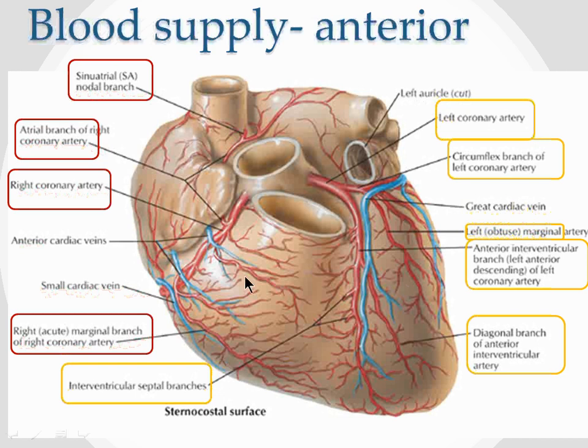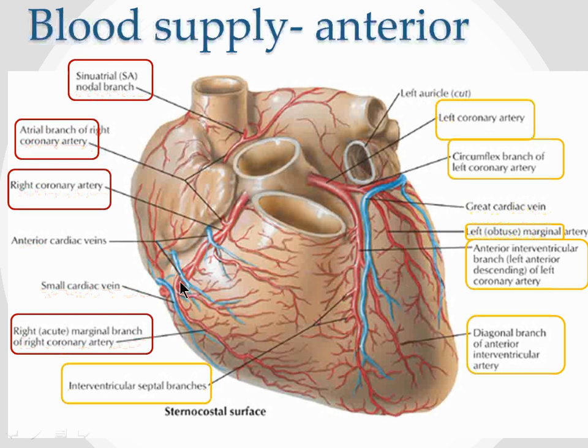So here, shown in red, are the branches of the right coronary artery, and shown in this orange are the branches of the left coronary artery. So you follow my thing. So let's look at the anterior aspect. So here's the right coronary artery. Remember, it came off from the aorta, and this part of the aorta that it comes out of is known as the ascending aorta. And near that aortic sinus, it travels in the coronary sulcus.